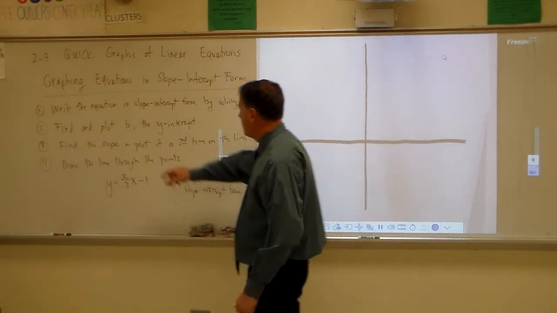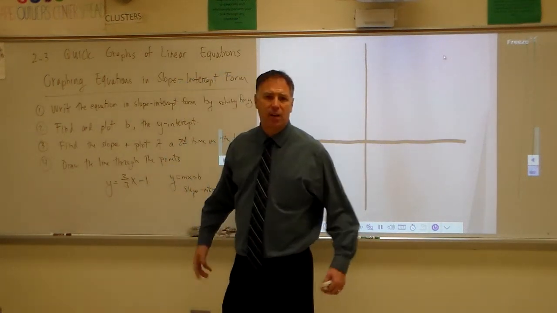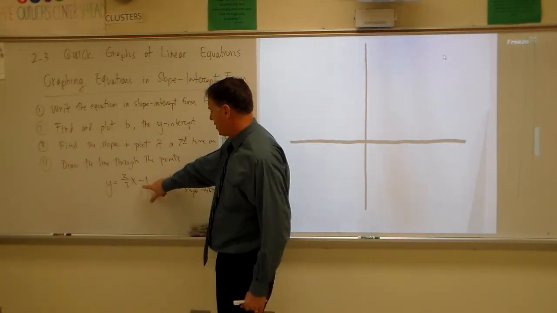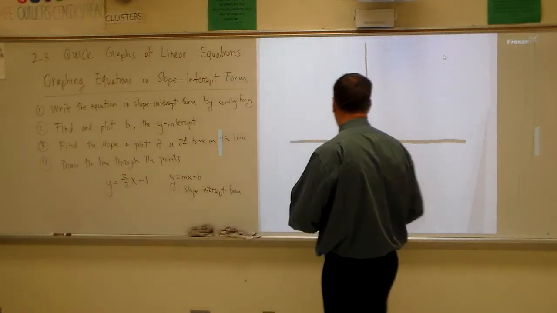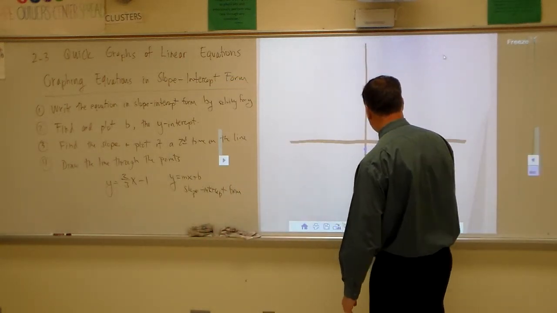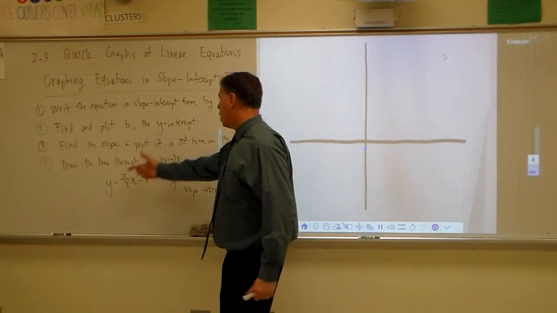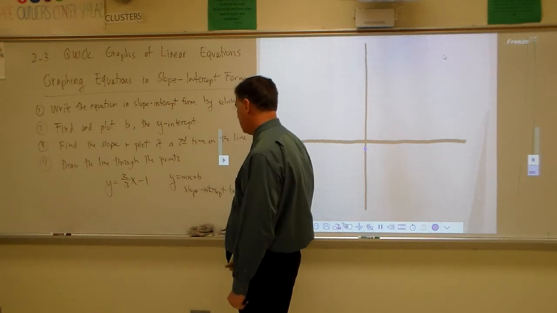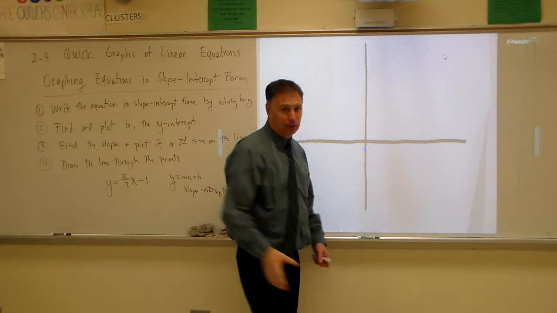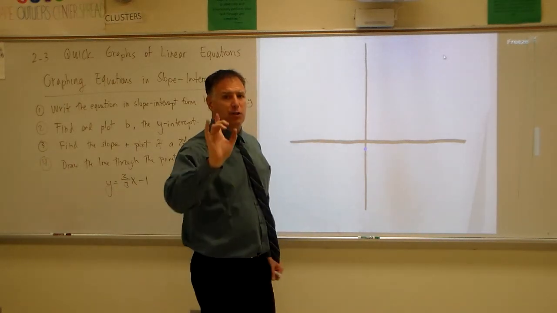So, write the equation in slope-intercept form by solving for y. I did that. That's done. It was given to me that way. Find and plot b. Well, b, my intercept is -1, so I go on my y-axis and I plot -1, which would be right here. Step 3, find the slope and plot it a second time on your line. My slope is 2/3, so I'm sitting at this dot. And to find my next one, I have to use slope 2/3.